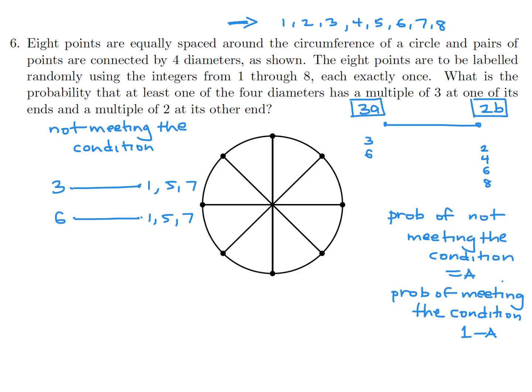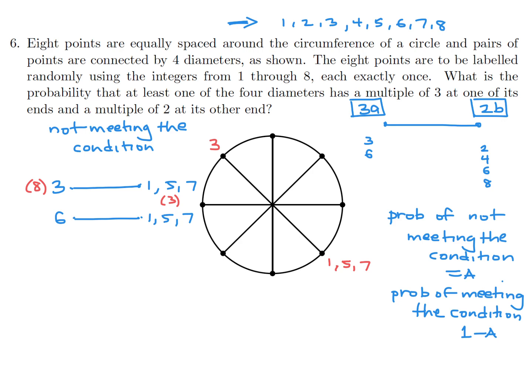Be easier if I just demonstrate it on the wheel or circle, whatever this is. So let's say I put the 3 here, right? I've got 8 possible places to put the 3. So I've got 8 possibilities. And then on the other end, I've got to put either a 1 or a 5 or a 7, correct? So I've got 3 choices for that end.